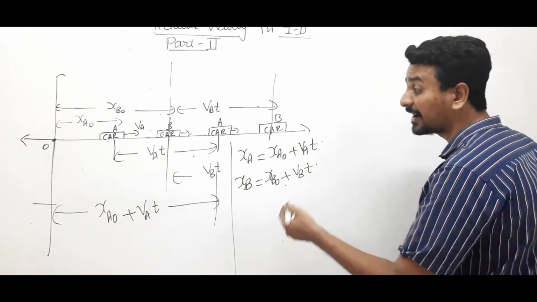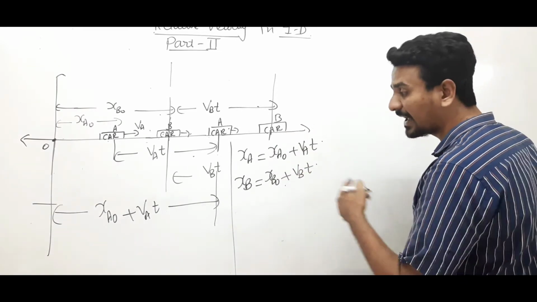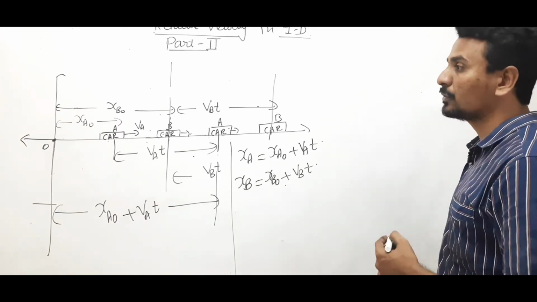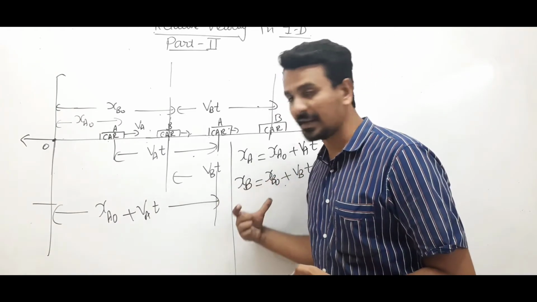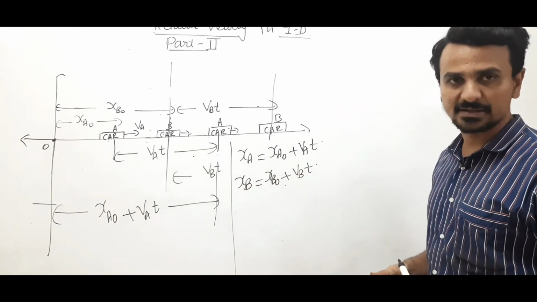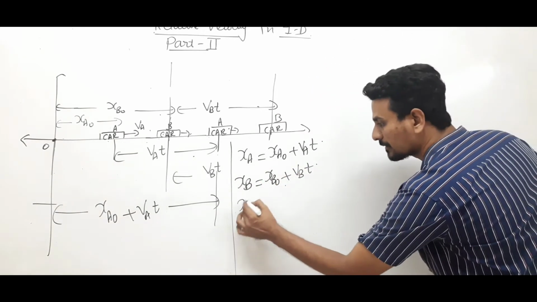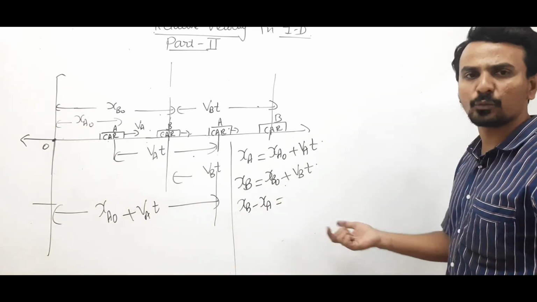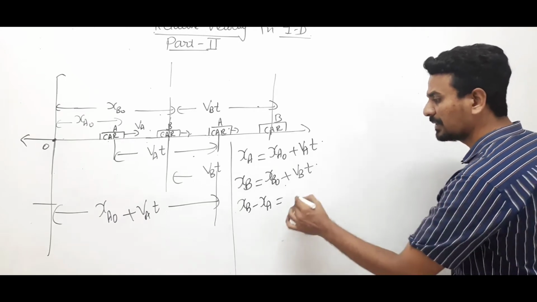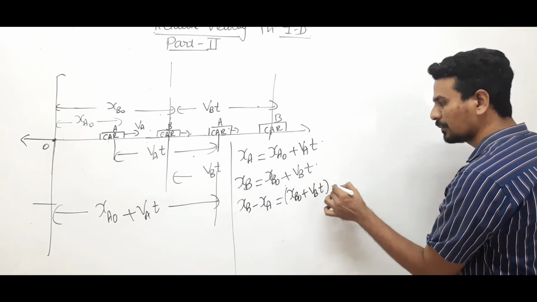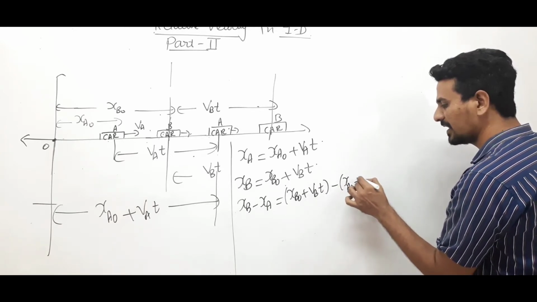So what will be the relative position of B and A? That means if I want to know by what distance car B is ahead of car A, then xB minus xA will give me the relative position between A and B. So this will be equal to xB0 plus Vb t minus xA0 plus Va t.